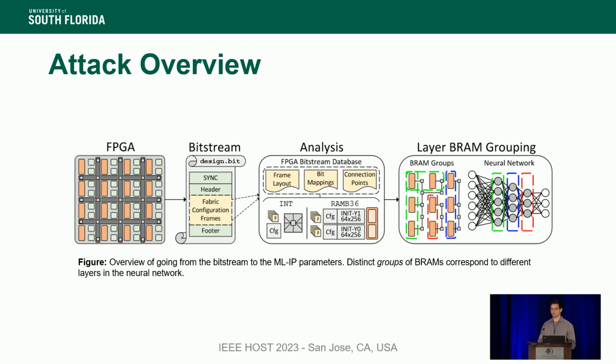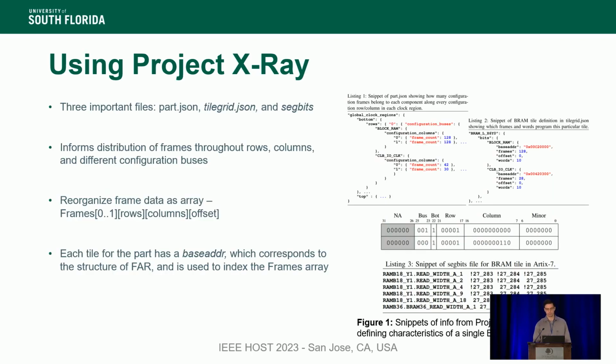And then finally, once we have the configuration of all of the memories, we can inspect the interconnectivity between these different block RAMs to form groups. And essentially, these different groups of block RAMs correspond to the weights that make up a particular layer. So for instance, in this example, 4 of the block RAMs are all connected to each other and isolated from the rest, and those might correspond to the first layer in the neural network, and 3 for the second, and so on. So to use Project X-Ray for this, there are 3 important files that help us do this.